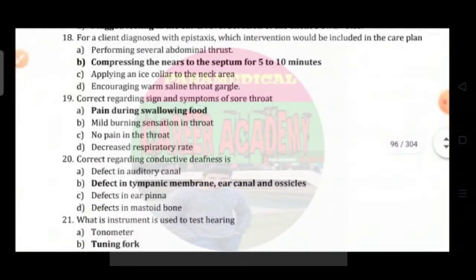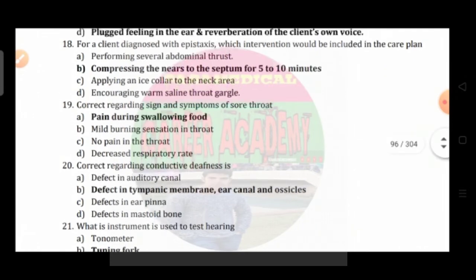Question number 18: For a client diagnosed with epistaxis, which intervention would be included in the care plan? Option A, performing abdominal thrust. Option B, compressing the nose to the septum for 5 to 10 minutes. Option C, applying an ice collar to the neck area. Option D, encouraging warm saline throat gargle. So the correct answer is option B.